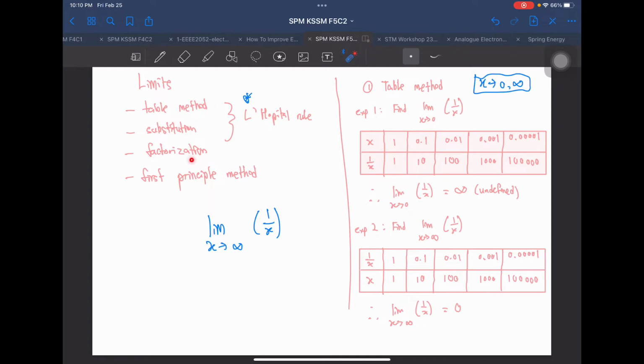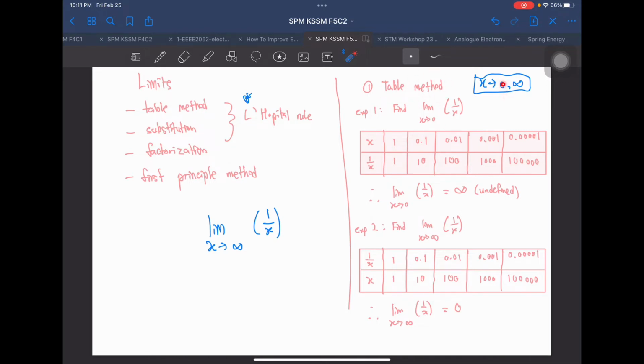Okay? So what is a limit? In a limit, you will see that there's a function of x, f(x), and then x is approaching something. This something can be 1, 2, 3, 4, 5, 6, to infinity, or it can be 0, or it can be negative, whatever. So this first part is about the table method, and mainly it's when x is approaching 0 and infinity.